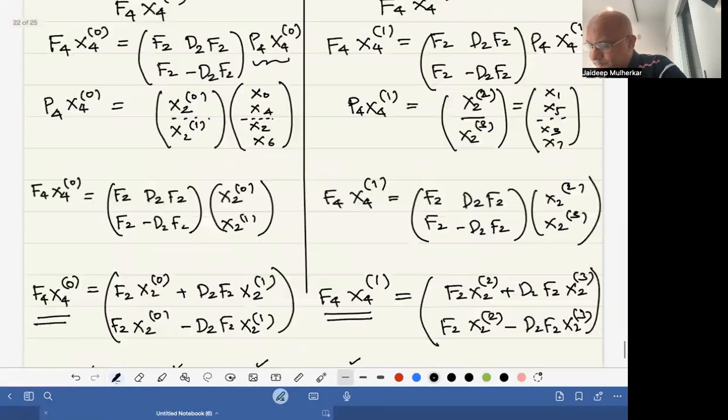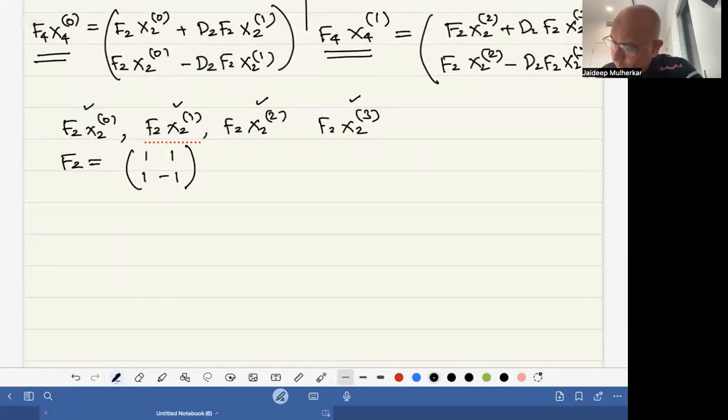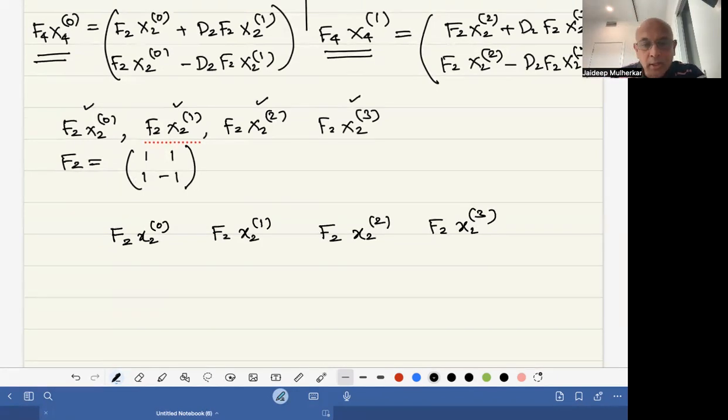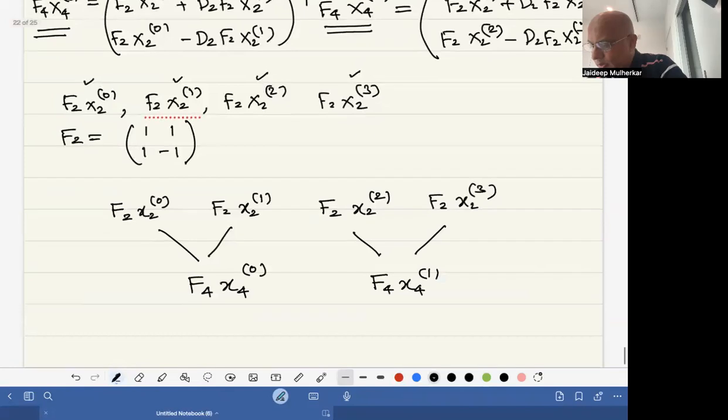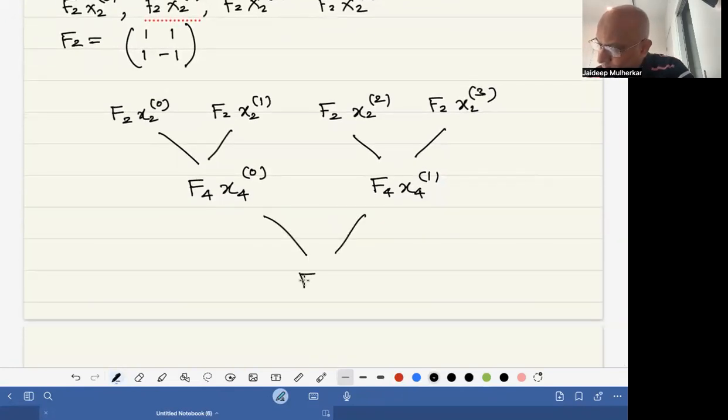Right? So one can draw the picture in the following way, if you want. So you have to compute F2 x2 of 0, F2 x2 of 1, F2 x2 of 2, and F2 x2 of 3 at the first level. Then using this, you have to compute F4 x4 of 0, these 2 vectors, F4 x4 of 1, and then finally using this, you have to compute F8 x8.